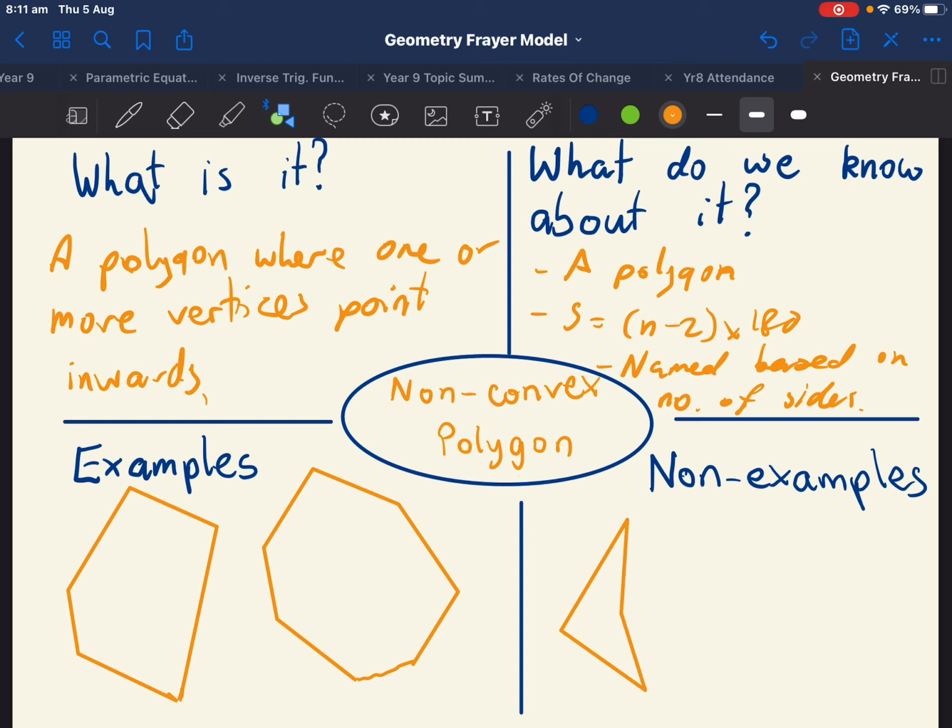Okay, there's an example of a non-convex quadrilateral. As you can see, we have a vertex there that's pointing in. And let's look at one that has lots of inwards pointing vertices. Here you got a whole stack of different vertices that point in. By a whole stack, I mean 4.